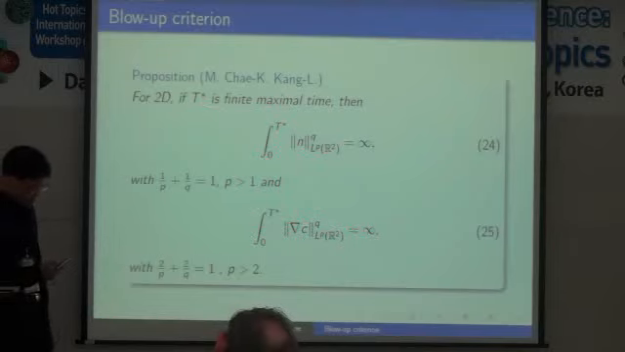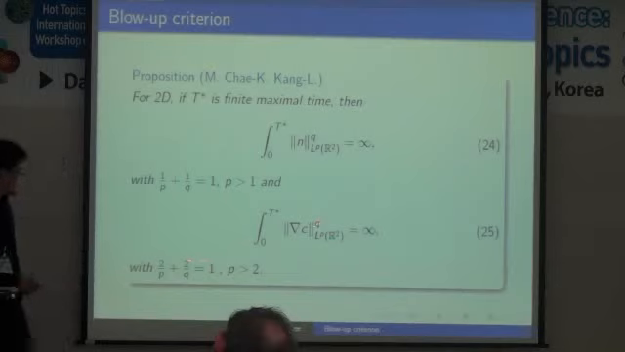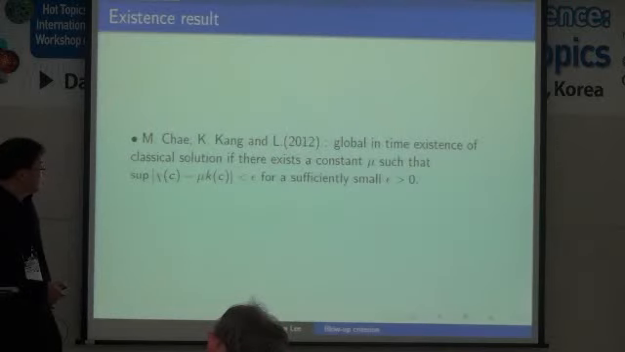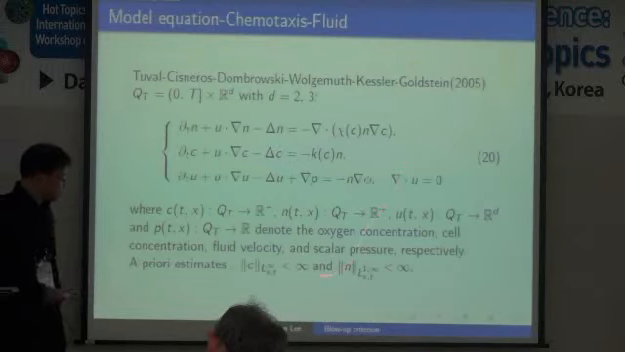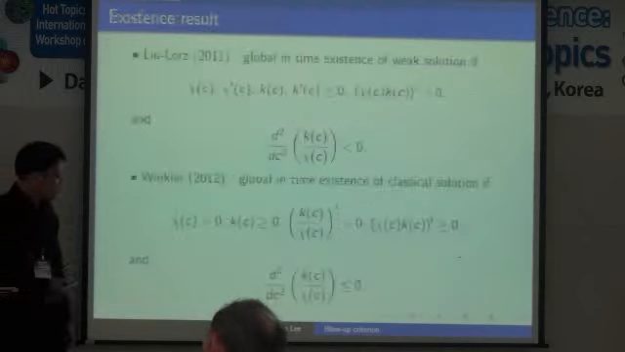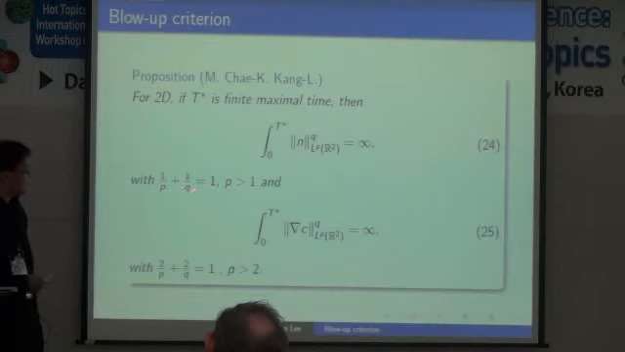So I already mentioned that P and Q satisfy this relation, 2 over P plus 2 over Q is equal to 1, and P should be greater than 2. So this is, in some sense, very critical. We have a priori estimates, the L infinity in space and L1 in space and L infinity in time norm is finite. But if P is 1, then Q is infinity, and this case cannot be included in this kind of blow-up criterion.